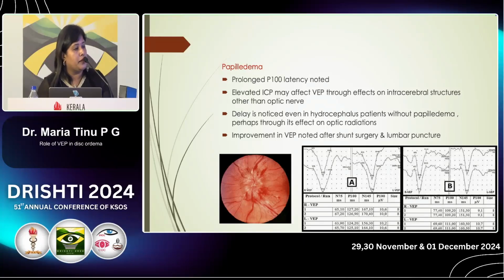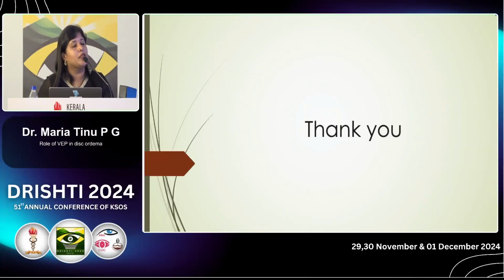So in this first picture, in the right eye and left eye, the P100 latency is around 127 and 126. Whereas in the second picture, which was done after lumbar puncture, it is around 109. So to come to a conclusion, the interpretation of the VEP should be done within the context of patient symptoms, the patient's clinical examination, and other investigation modalities.